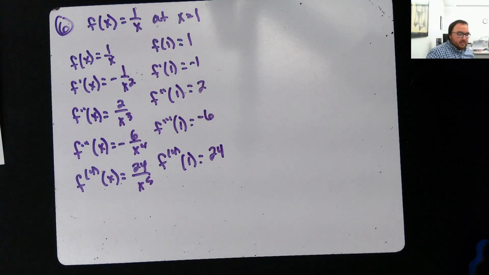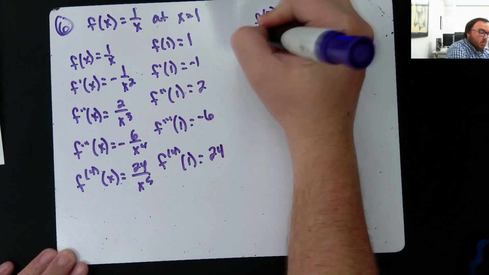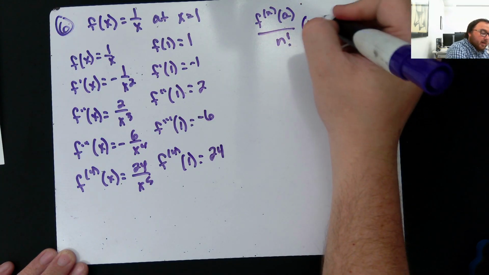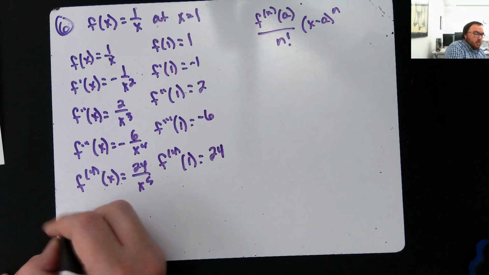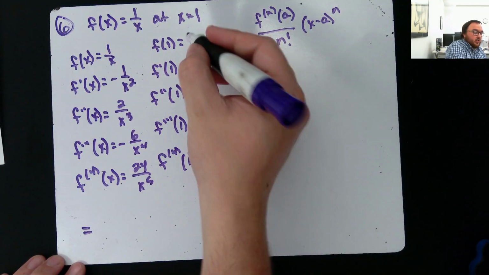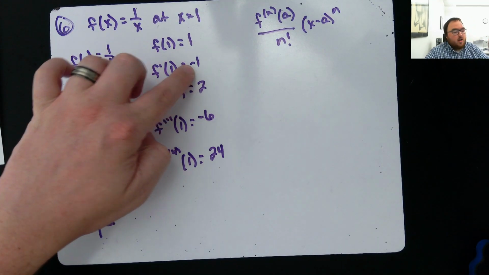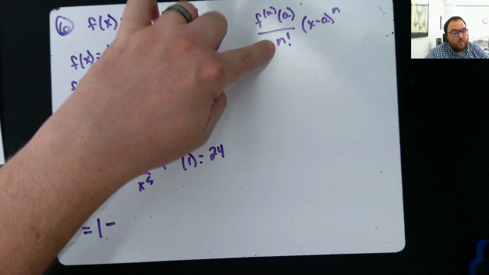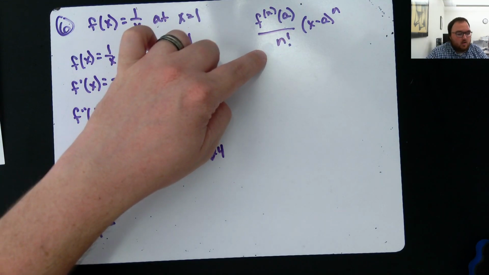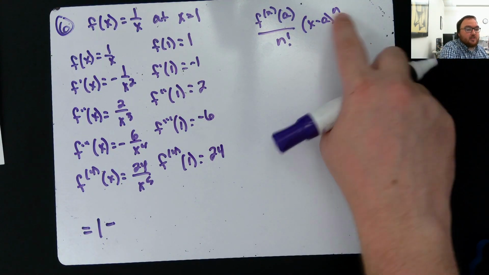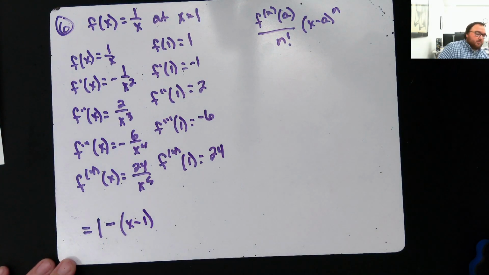So let's list out as many terms as I can. Remember, on all of these, it's the nth derivative at a over n factorial times x minus a to the n. A here is 1. So for n equal to 0, that's just the function value, 1, minus, because it's a minus sign right here, negative 1 over 1 factorial, which is just 1. 1 over 1 is just 1. x minus a to the first is just x minus a, and our a is 1, so x minus 1.